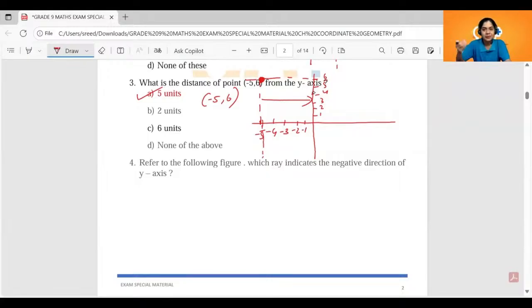The answer will be the x coordinate, right? And since it's distance, it will always be a positive thing, right? This many units, so it will be 5 units over here.